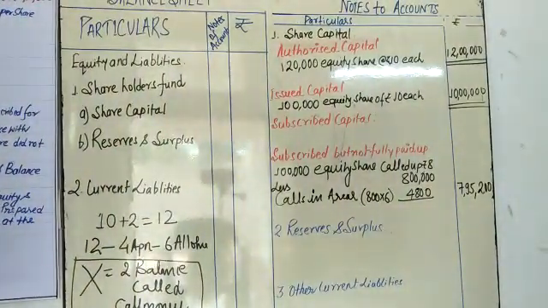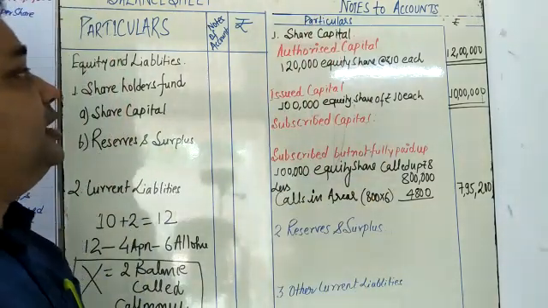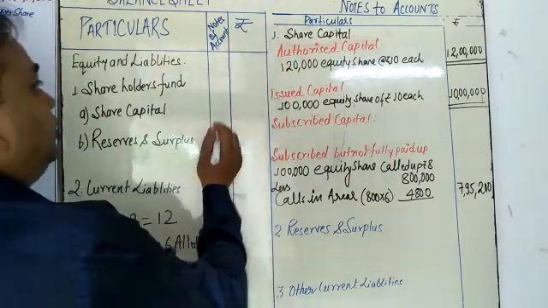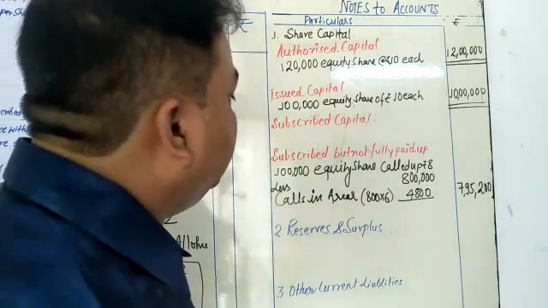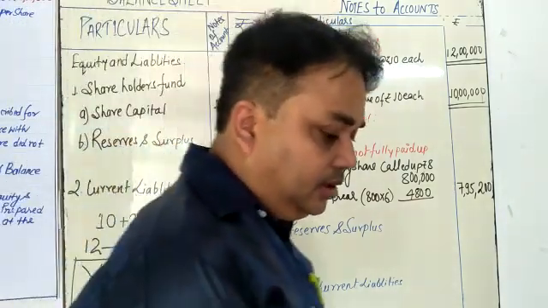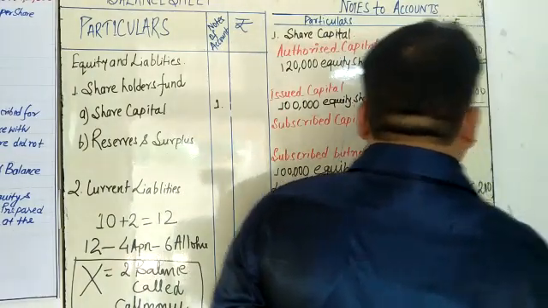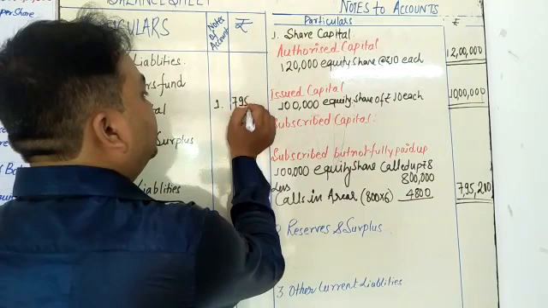Here you have to see that in the notes to accounts I have prepared the share capital note. So in the notes to accounts I will put note number 1. What is the value of note number 1? You will just put this value, 7,95,200 rupees.